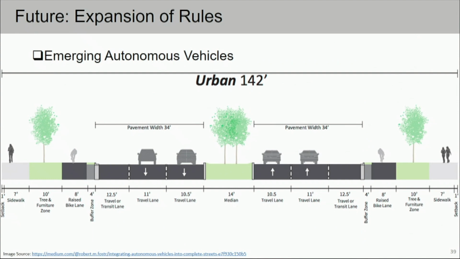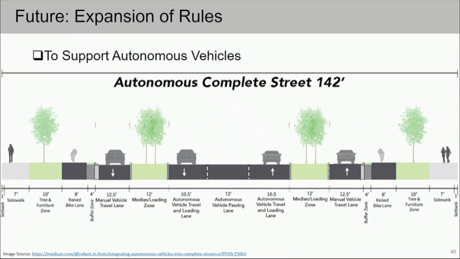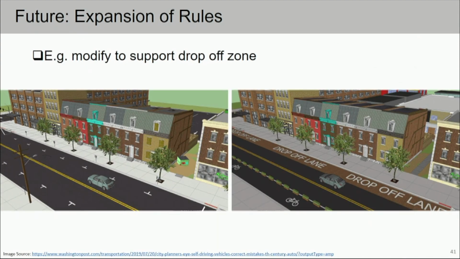Also, as we're moving toward autonomous vehicles, you can start considering other scenarios where our infrastructure may change. For example, you've got an urban arterial there that looks like that today, but with autonomous vehicles it could change, right? We're talking about narrower lanes or dedicated lanes or drop-off and pick-up zones, for example. And you can see how with the complete street rules, that could be easily accommodated.